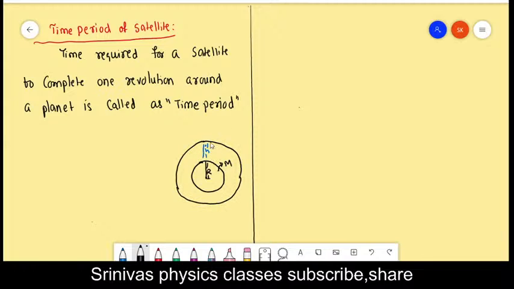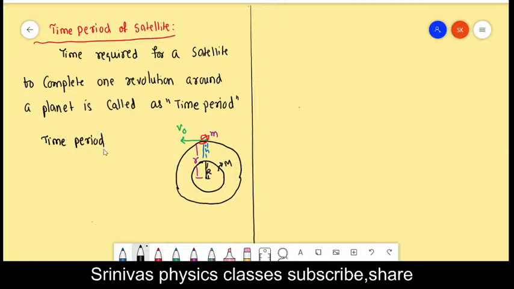Now you see here, this is a satellite, and the satellite speed we can take as v naught, and satellite mass is small m. The radius of orbit is small r. Now the time period formula: time period is nothing but the time to complete one revolution.